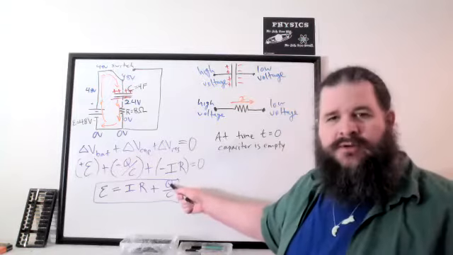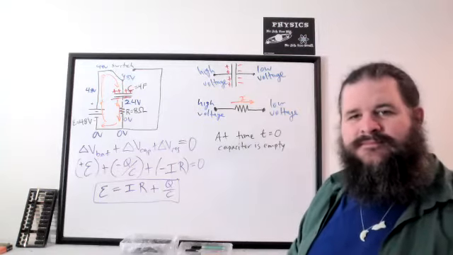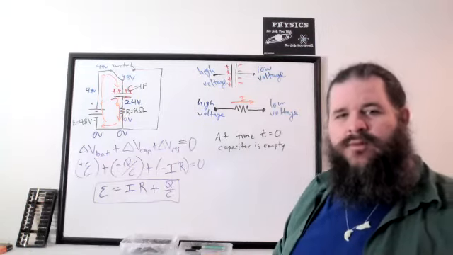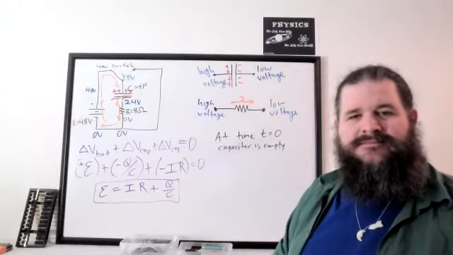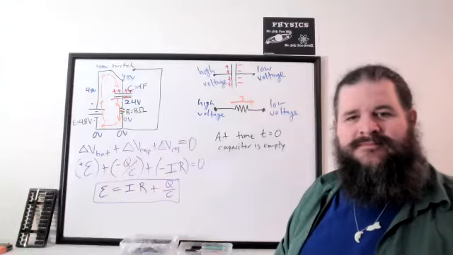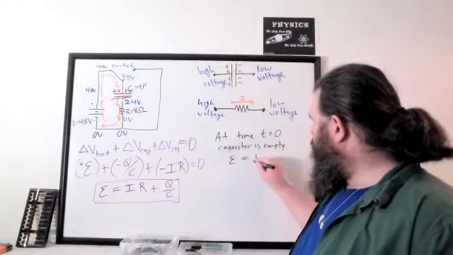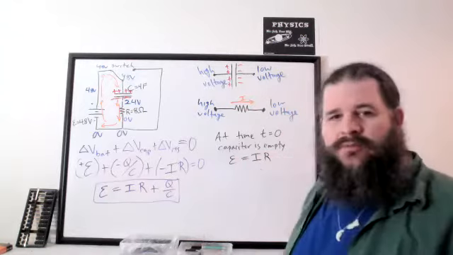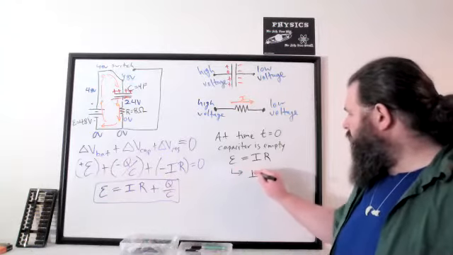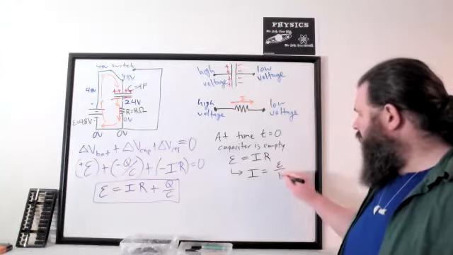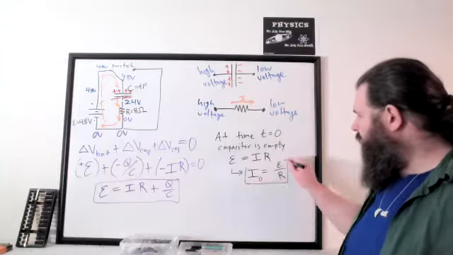You plug in 0 for Q in this equation and what's left? What do we still have if we assume charge is 0? Yeah, just epsilon equals IR. So this is the modified loop rule when the charge happens to be 0, which means we can then solve for current and get epsilon over R. So that would be the initial current. Let's say I sub 0, the current at time 0.